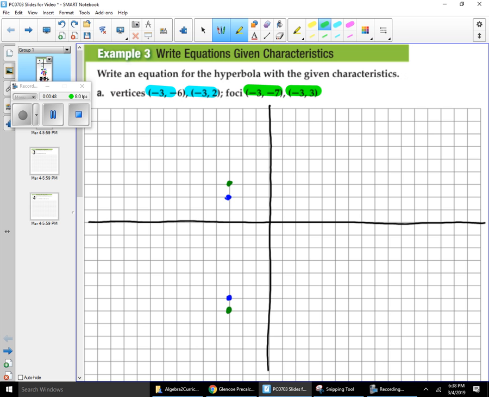So taking a look at what's given, I plotted those vertices in blue, I plotted the foci in green, and right away I can tell, oh, well, that transverse axis has to be vertical. The transverse axis goes through the vertices, it goes through the foci, and it also goes through the center. So this is a hyperbola that opens up and down. It is a vertical hyperbola. So no big deal there.